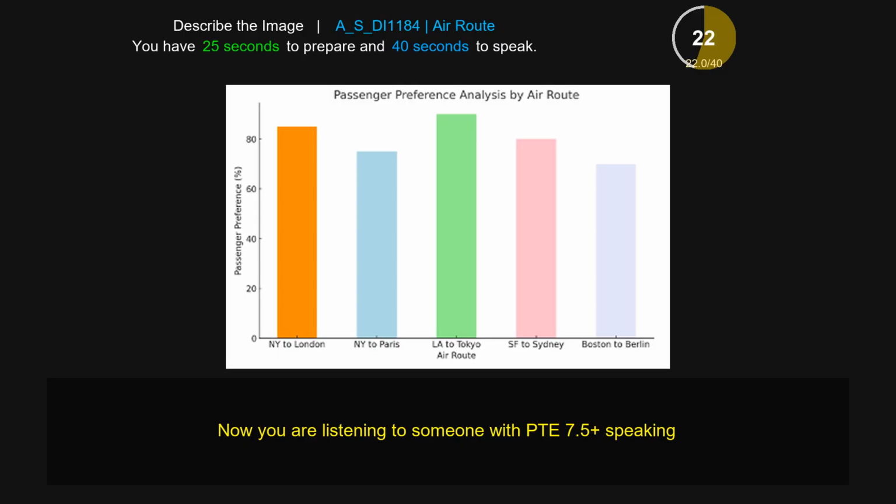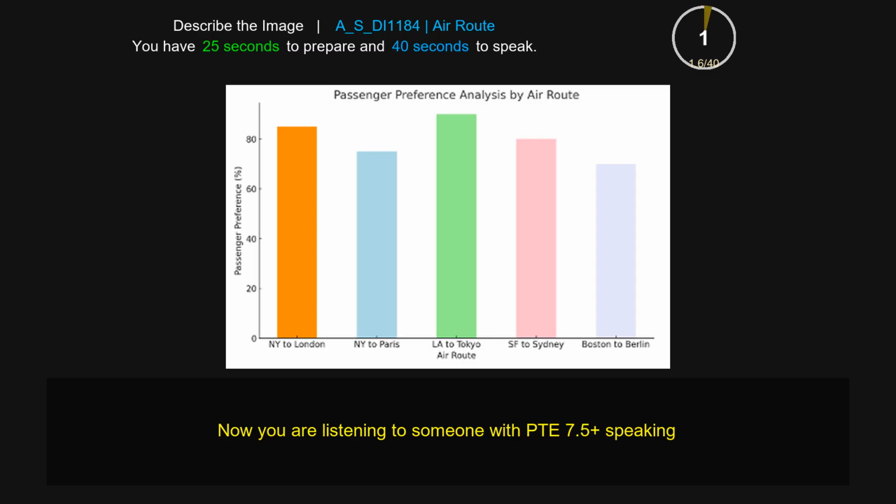We get to see that LA to Tokyo has the highest number, which is above 80%, and also New York to London is the close second, which is also above 80%. The least among these is Boston to Berlin, which is somewhere between 60 and 80%. In order, we get to see the differences.